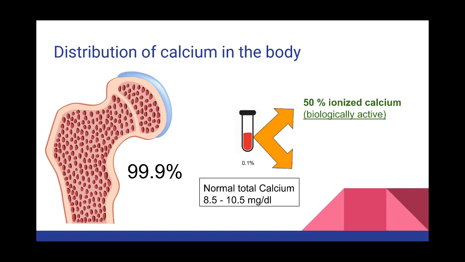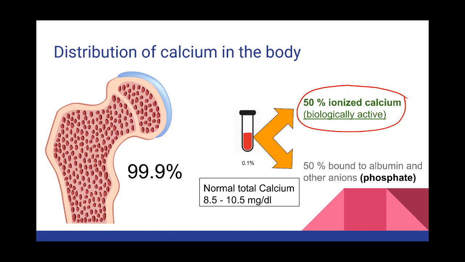50% is ionized calcium. That is, it's not bound to anything, and this is the biologically active form of calcium. This is what regulates the various functions in the body, which I'll talk about in the next slide. And the body's going to do everything to try and regulate the level of the ionized calcium. The other 50% of the calcium in blood is bound to albumin and other anions like phosphate.